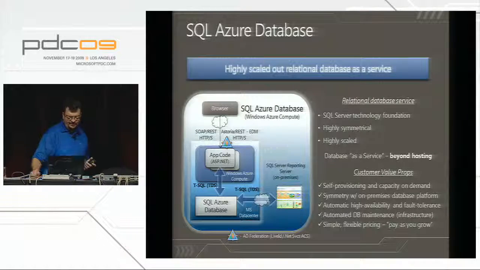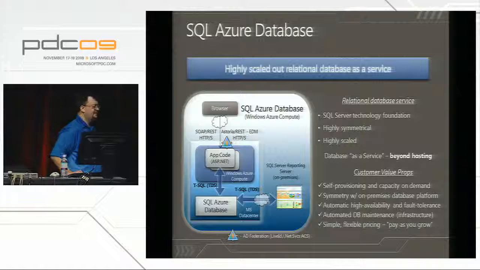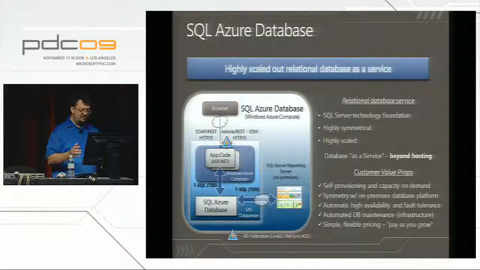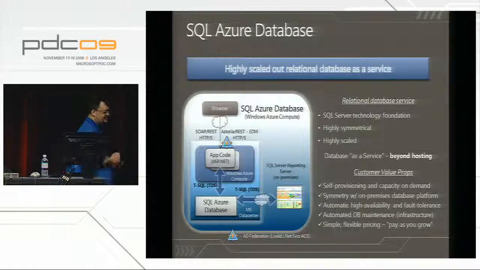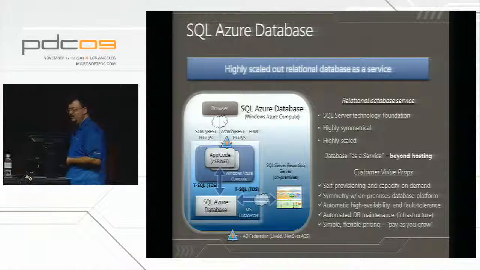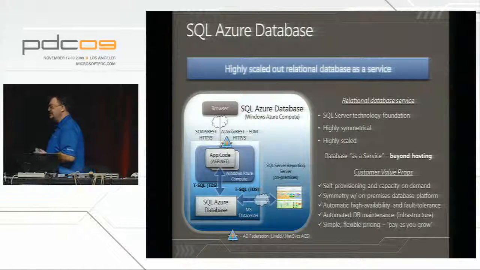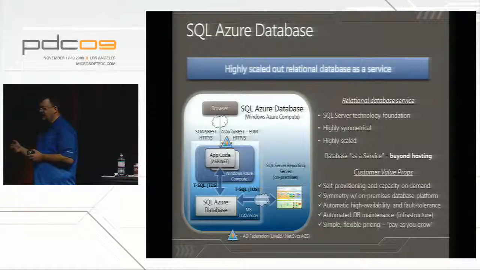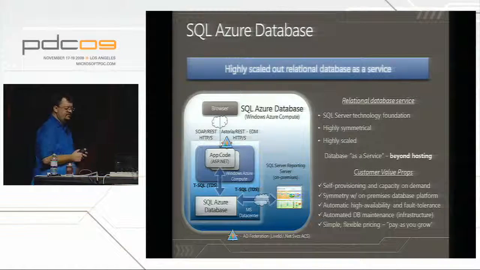And if we look at the different value props, self-provisioning and capacity on demand. So what does that mean? That means I can walk up to the service right now, I can create a new server, I can create a new database in about 10 seconds. I don't need to go out and buy a license. I don't need to install it on a box. I don't need to wait and go through this whole process. We also say that we have symmetry with the on-premises database platform. I have a talk a little bit later on around future database development.